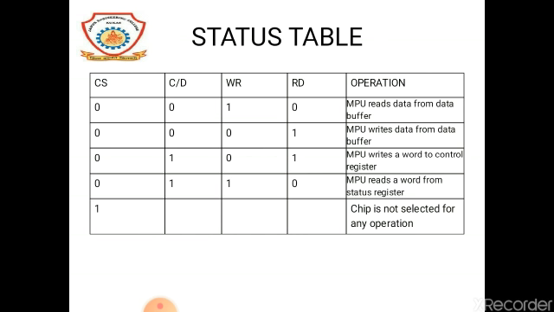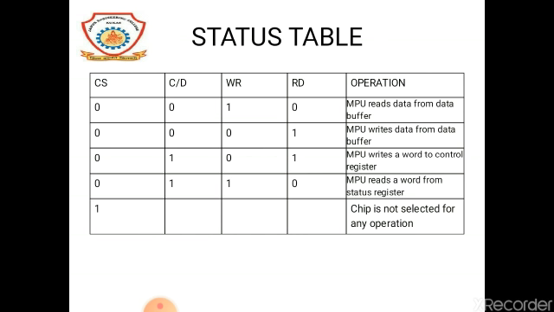As we can see, if the chip select signal is 0, C/D bar is 0, WR bar is 1 and RD bar is 0 as shown in the first row, then what operation will be performed? MPU reads data from data buffer. How is it possible? Because RD bar is active low, and if we give 0 to RD bar, then this will be activated, and here we are giving 1 to WR bar, so WR bar or write signal will be deactivated, right? So we can say MPU reads data from buffer.